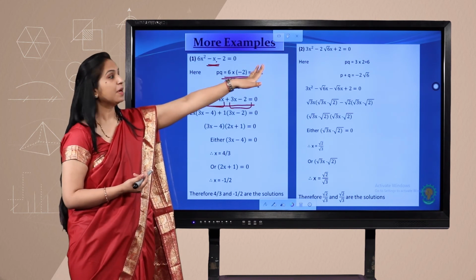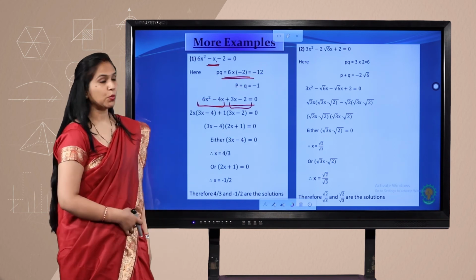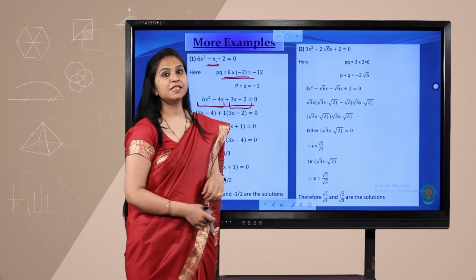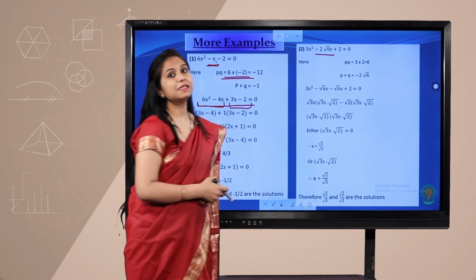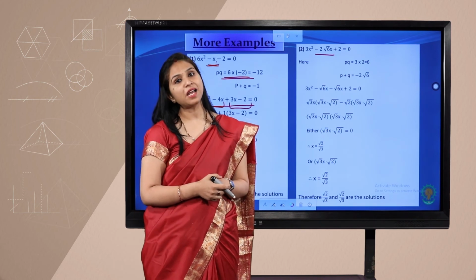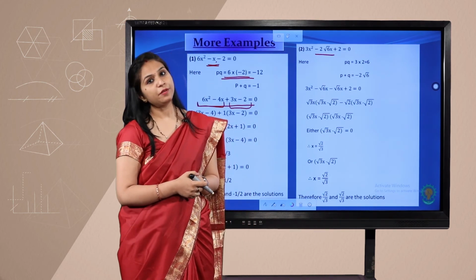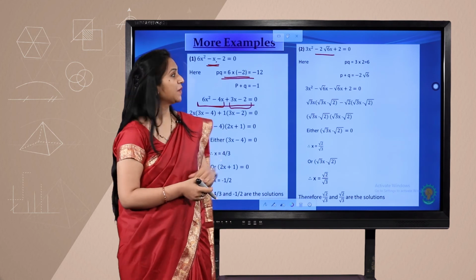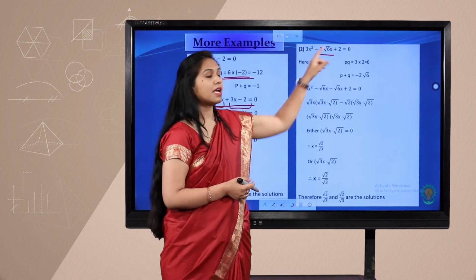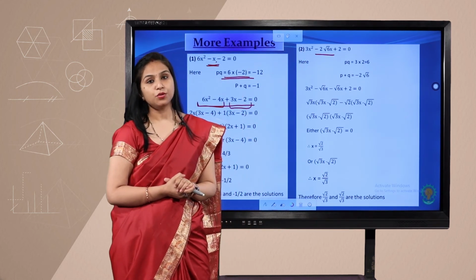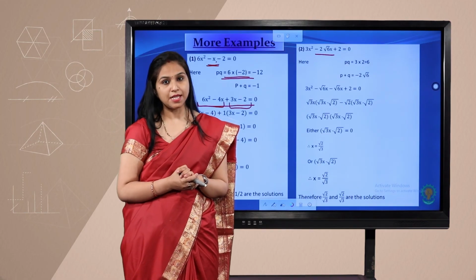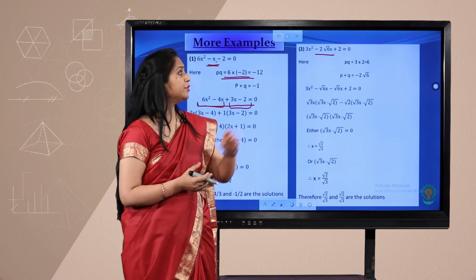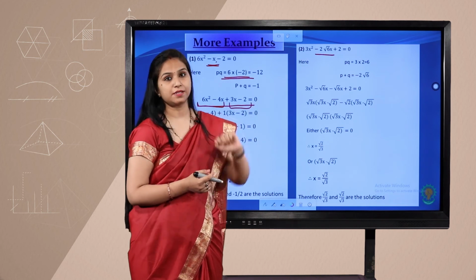Same concept we will apply in the second example as well. Here the middle term is minus 2 root 6. Children, you can see here root is involved, but we do not have to bother about the roots. We will factorize them in the same way, and the product of the first and the last term is 6. Now, we have to think of two numbers again, so that when we multiply that two numbers we are going to get 6, and on adding that two number we should get minus 2 root 6.